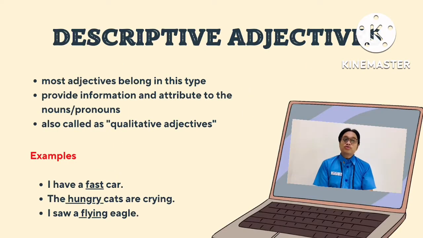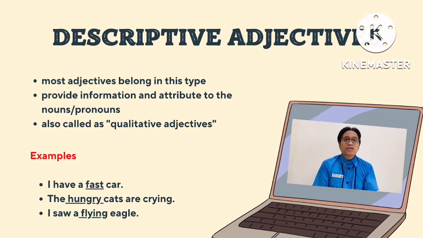So we have the descriptive adjectives. Most adjectives belong in this type. It also provides information and attributes to the noun or pronoun. So when we say descriptive adjectives, it describes maybe the looks, the shape, the size, the color, the measurement of a noun or pronoun that is being described.